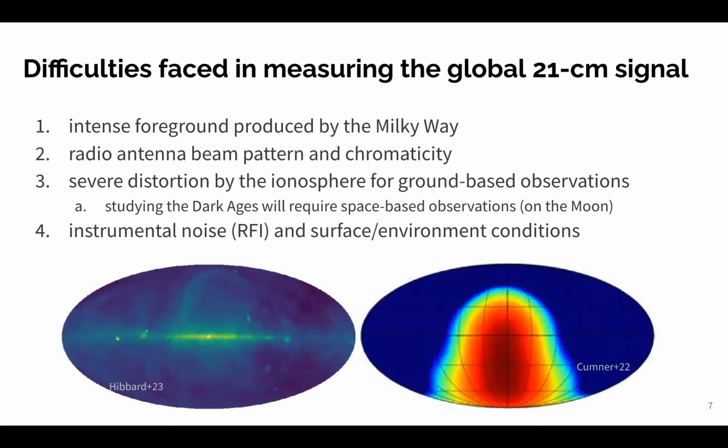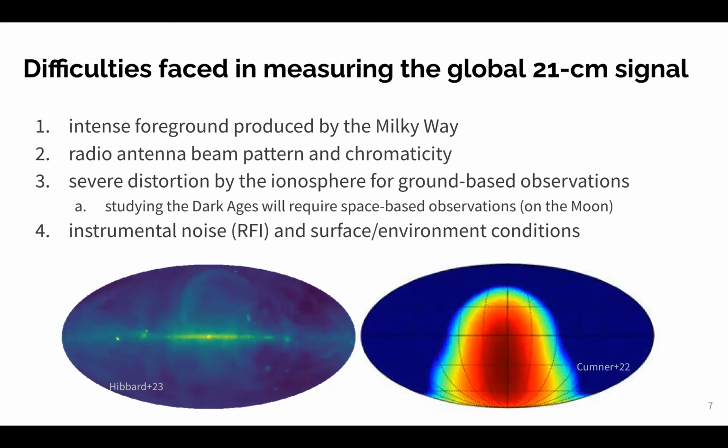So this global 21, the global means sky average. We average the signal over the entire sky. And so this signal has not been measured yet, and there are a lot of difficulties faced with measuring it. These are some of the reasons why it has not been constrained yet. So what we're looking at mostly is models of what we would expect it to look like until we actually obtain a measurement.